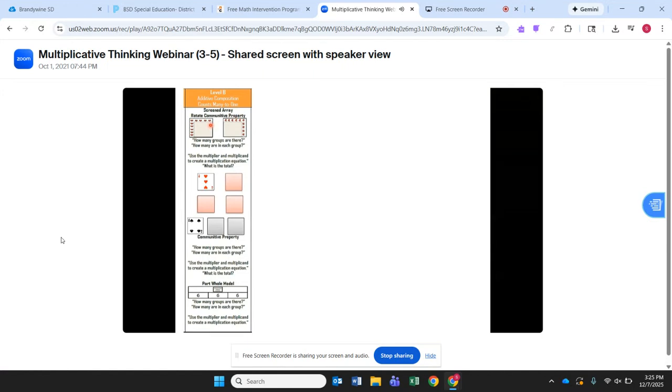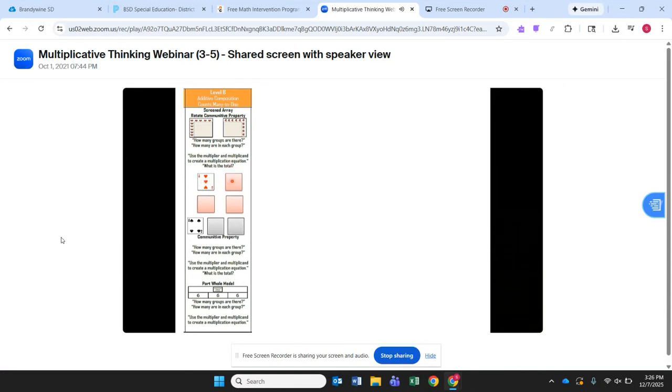If you take a look right here, we have an array, and a screened array too. The reason it's screened is because we want them to focus not just on the number in each group, but the number of groups. So how many groups are there? How many in each group? Use the multiplier and multiplicative to create a multiplication equation. What is the total? Remember, number in each group, or how many groups. You don't have to use the terms multiplier and multiplicative.